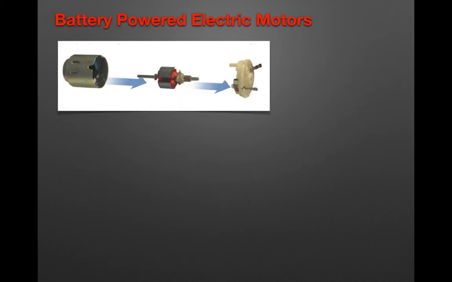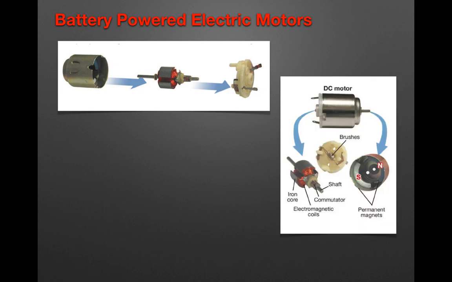Now, battery-powered electric motors. Here's a simple one. I don't know if you guys have seen one of these before. They took the end off so you can see it a little easier. It does look a little different than the last picture. However, the exact same three parts are still there: the rotor, the magnets, and the commutator.